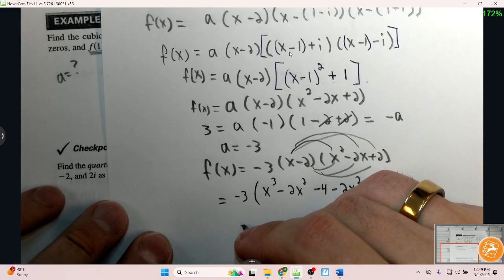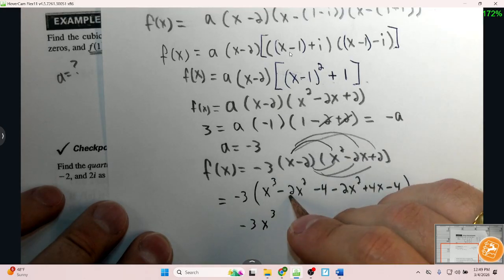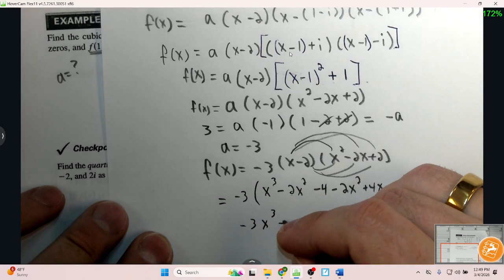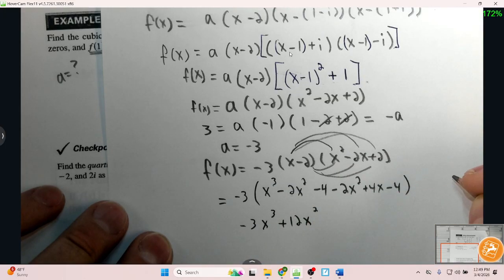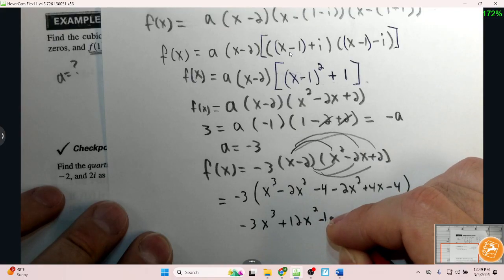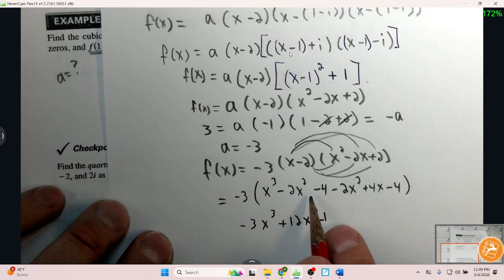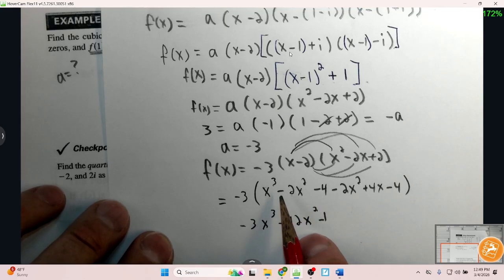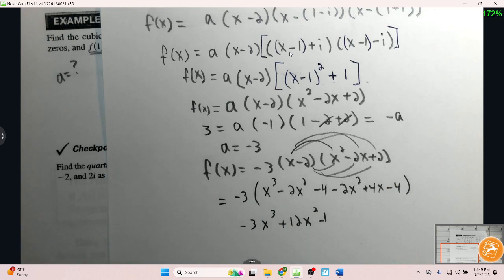So we'll have negative 3x cubed. This is negative 4 times negative 3, so positive 12x squared, right? And then we have negative 12x. I think I made one mistake here. I think I missed something. Let's just see. I'm going to pause and try to figure it out before I ruin it.